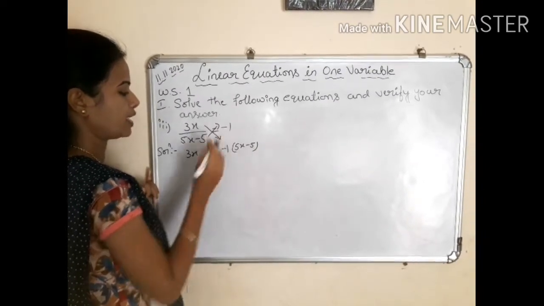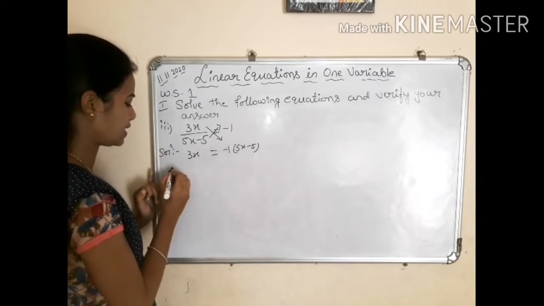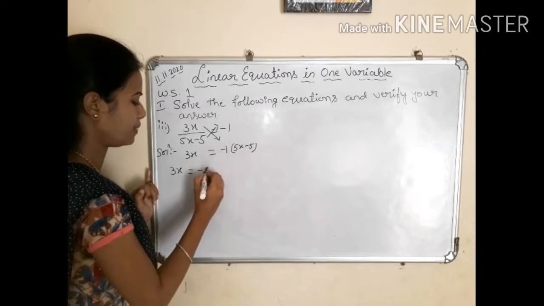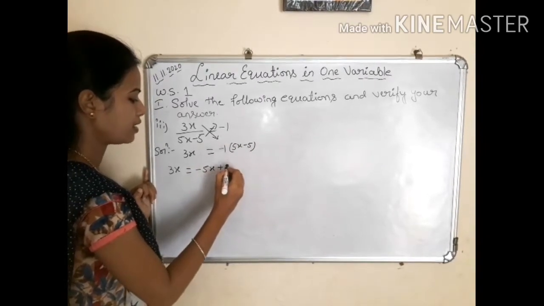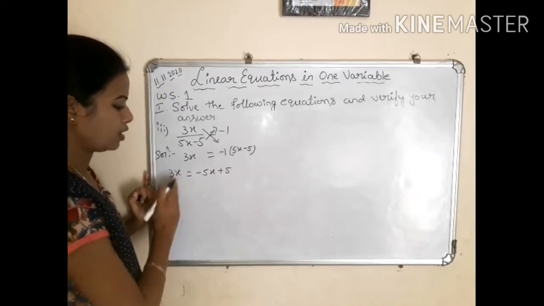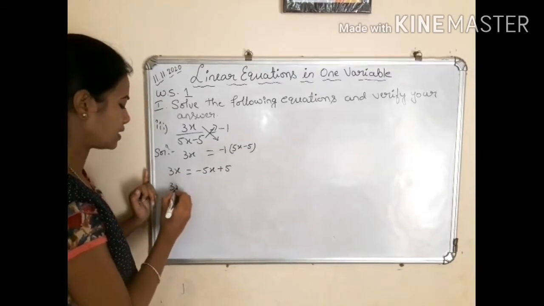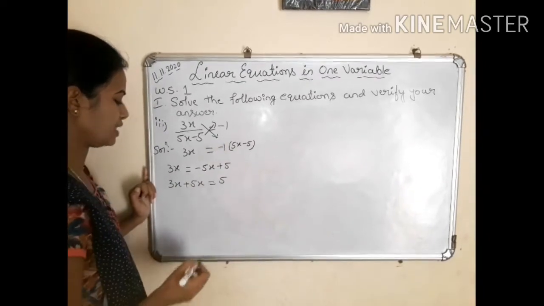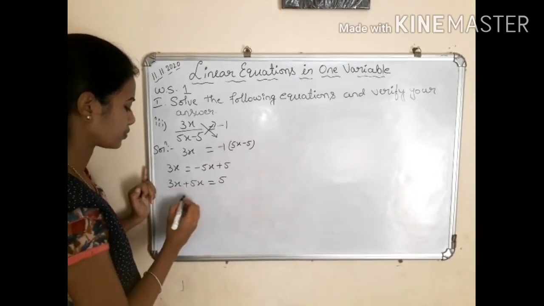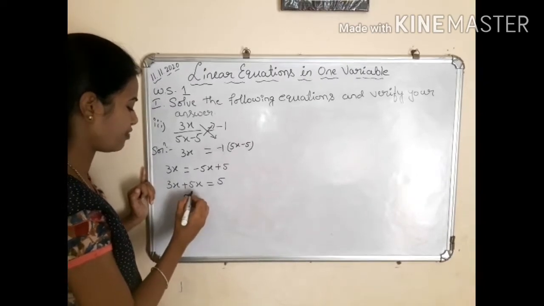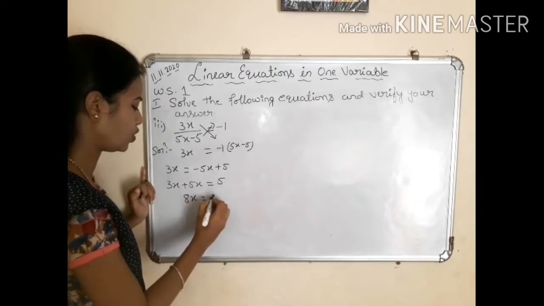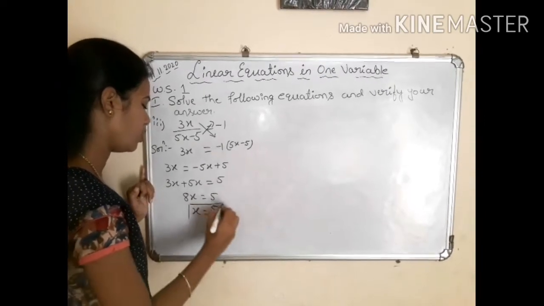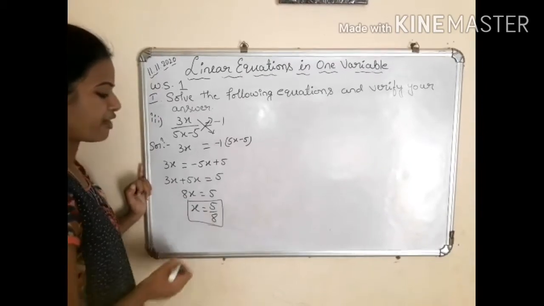While doing the cross multiplication, you will get like this. In the next step, 3x write as it is. Minus 1 multiply inside the bracket, then it becomes minus 5x plus 5. Take all the like terms to one side. 3x minus 5x becomes plus 5x, equal to 5, right, as it is. 5x plus 3x is 8x equal to 5, x equal to 5 by 8. Here we got solution x as 5 by 8.